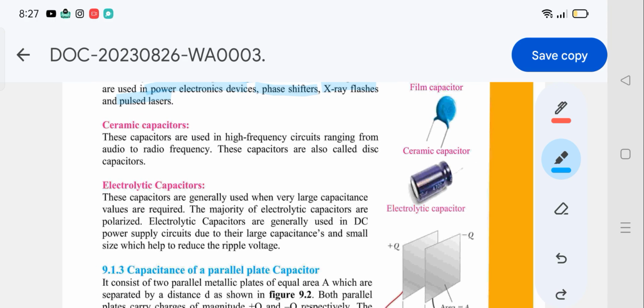So now we have the third type of capacitor, which is ceramic capacitors, right? These capacitors are used in high frequency circuits. They are basically used in what? High frequency circuits, ranging from audio to radio. This is an important point, audio to radio, right? So ceramic capacitors are used in high frequency circuits ranging from audio to radio frequency. These capacitors are also called disc capacitors. So we have the second name of ceramic capacitors, and those are known as disc capacitors.